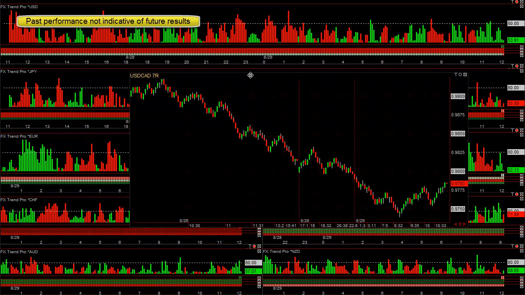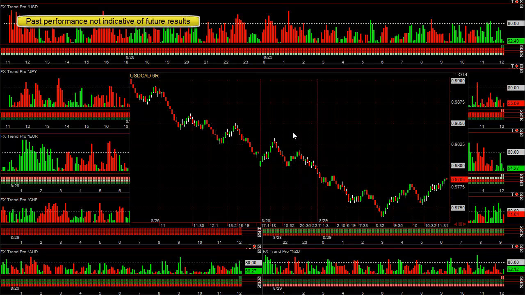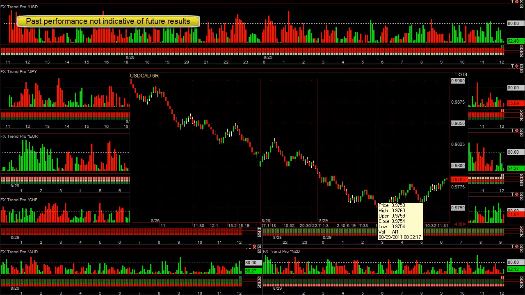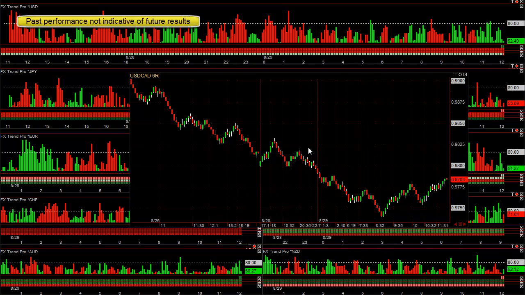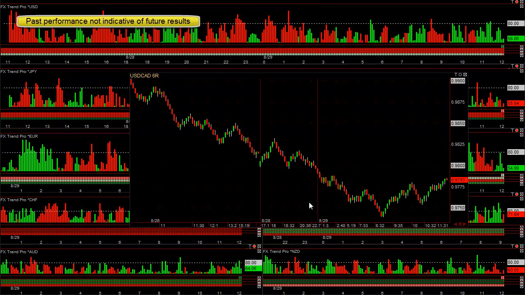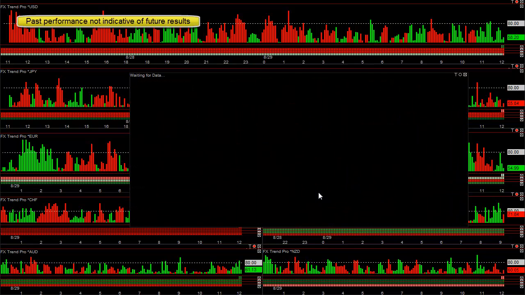There's 2 entries that we primarily use: pullbacks and consolidations. Let's change this to 6 pip per bar chart. It might be a little bit less volatile than the other one. Yeah, it seems like we're missing some data. I'm going to reload this. Let me bring it up on the 5-minute chart first.